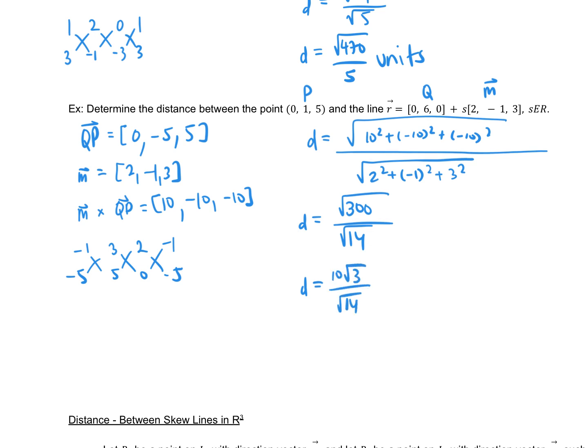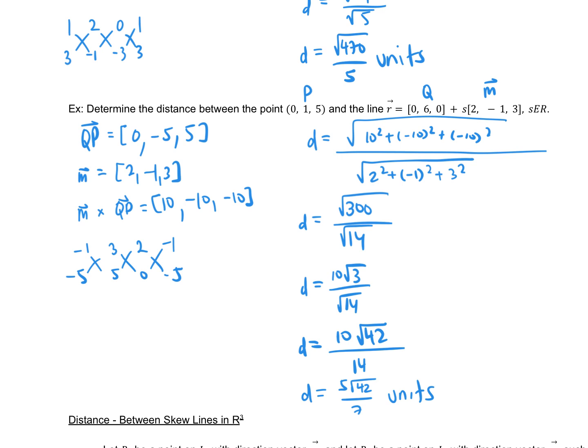So there we are. And now I will rationalize. So 3 times 14 will give us the square root of 42. Now we can finish reducing that 10 over 14 to 5 over 7. So 5 root 42 over 7 units is the exact distance from that given point to that line in 3D.